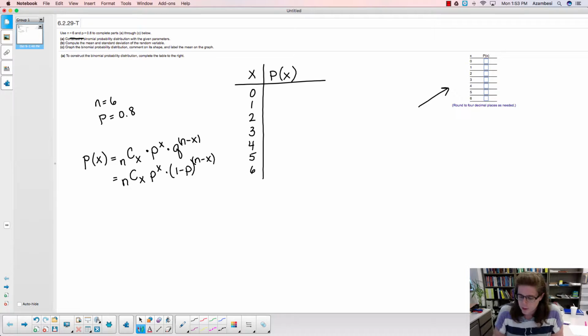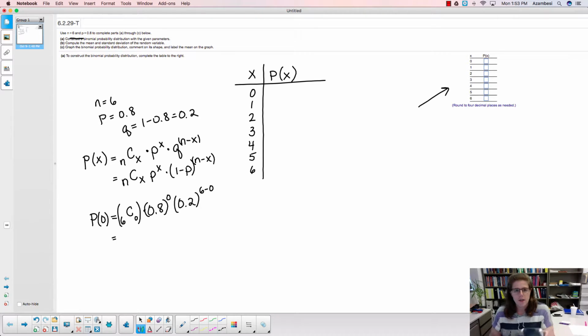So if I'm looking for the probability of 0 successes, then I want the combination of 6 things taken 0 at a time, times p is 0.8, so 0.8 to the power of the number of successes, so 0.8 to the 0 power, and then q, or 1 minus p, is 0.2, and n minus x gives me 6 minus 0.